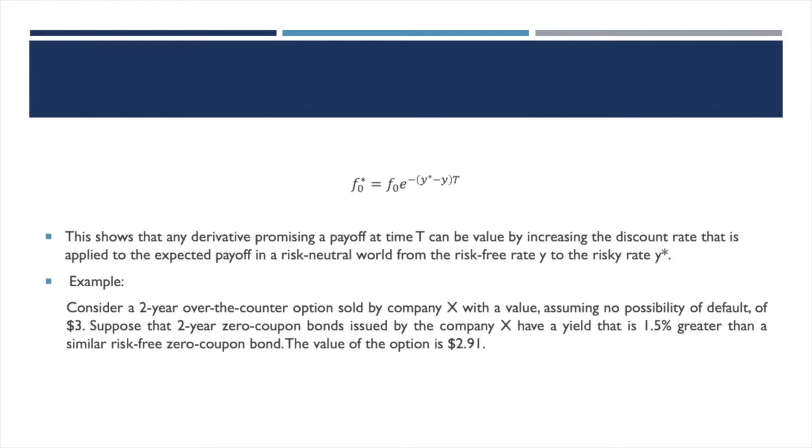Consider a 2-year over-the-counter option sold by a company X with a value assuming no possibility of default of $3. Suppose that the 2-year zero coupon bonds issued by the company X have a yield that is 1.5% greater than a similar risk-free zero coupon bond. The value of the option is $2.91.